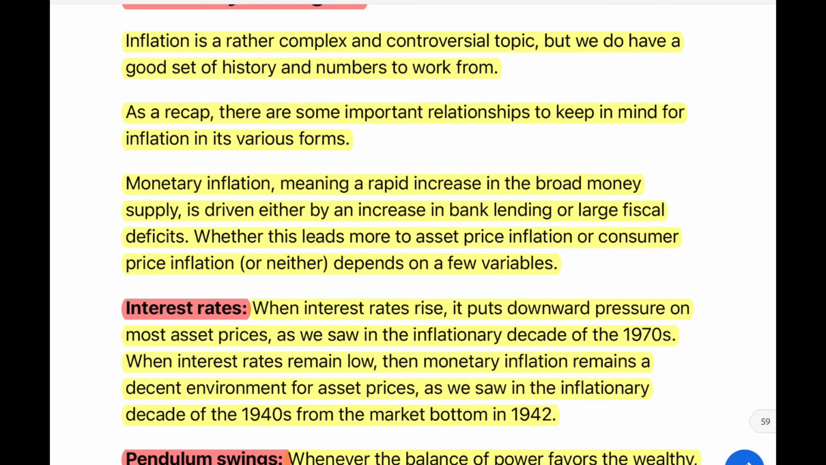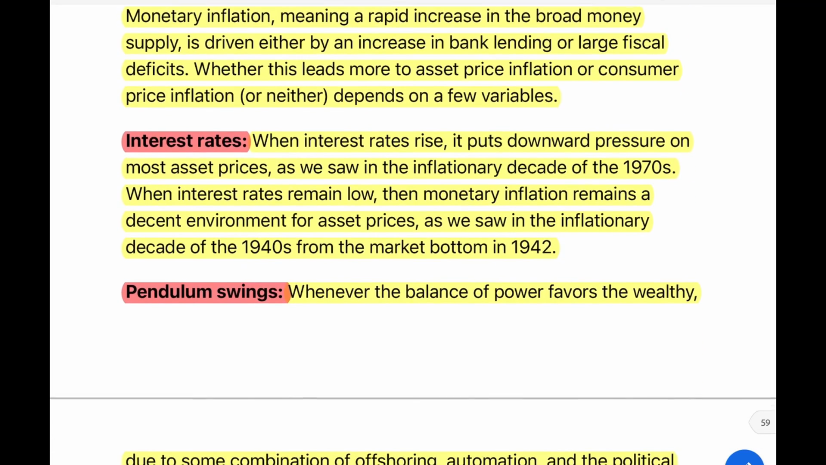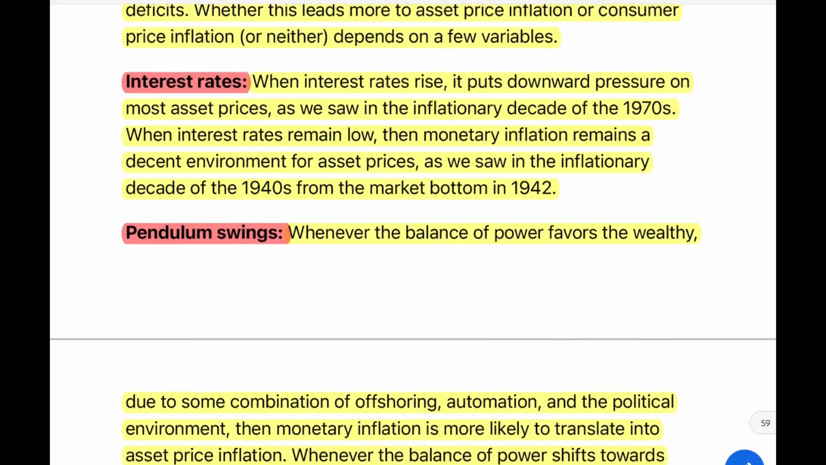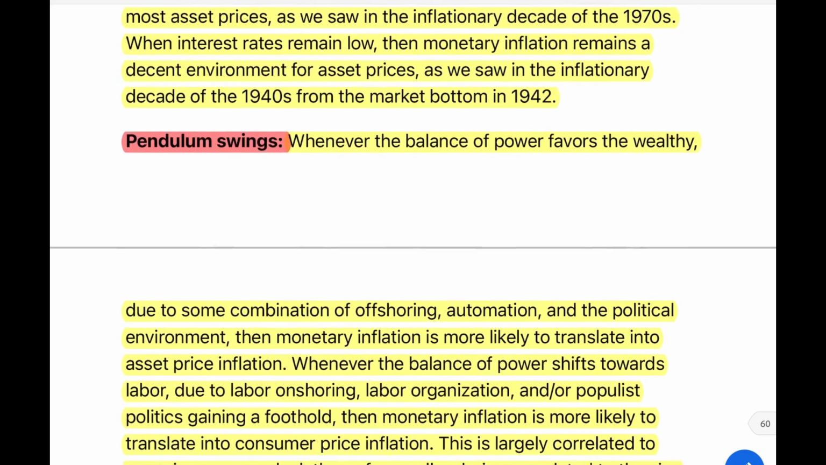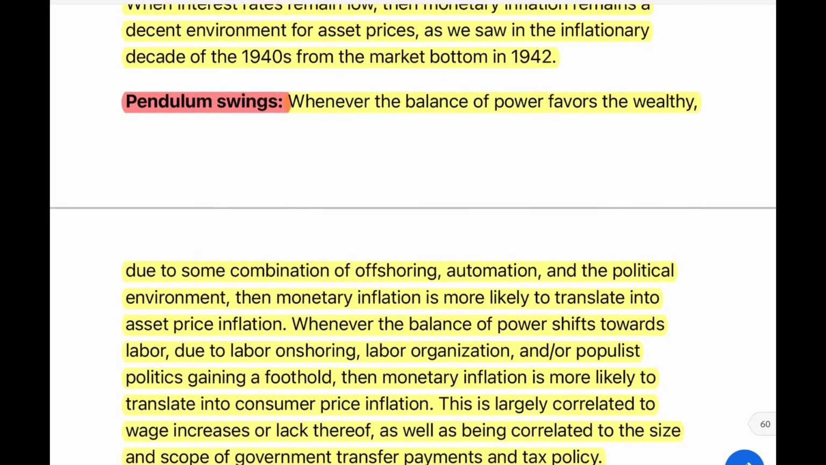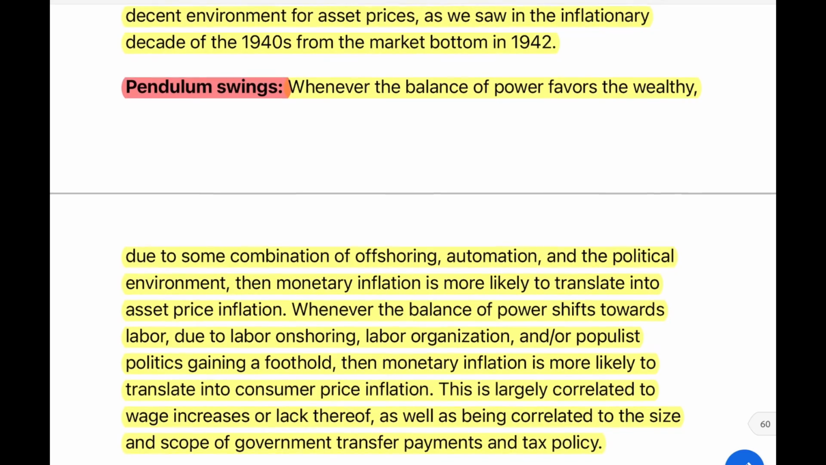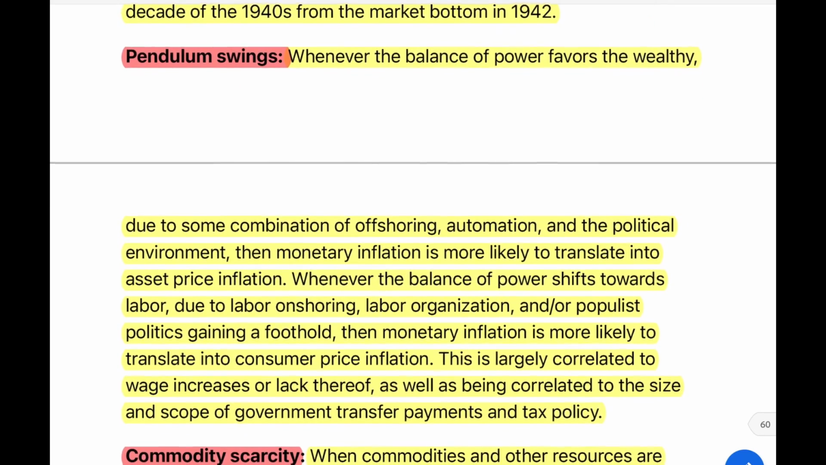more to asset price inflation or consumer price inflation or neither depends on a few variables. Interest rates: when interest rates rise, it puts downward pressure on most asset prices, as we saw in the inflationary decade of the 1970s. When interest rates remain low, monetary inflation remains a decent environment for asset prices, as we saw in the inflationary decade of the 1940s with the market bottom in 1942.